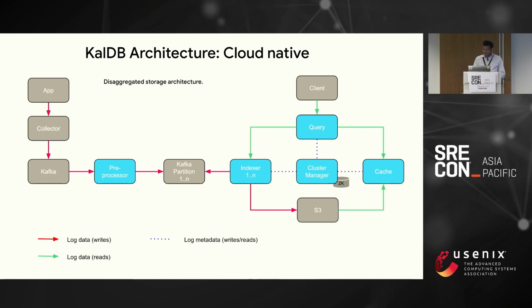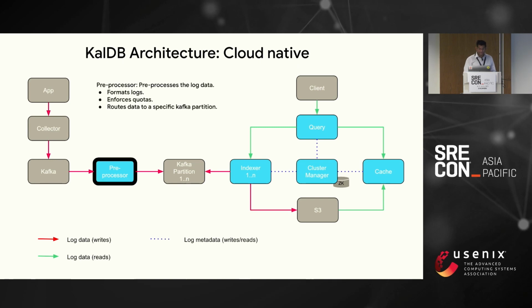So let's get into the architecture a little bit. Kaldb employs a cloud-native architecture. Here are the components of a typical log ingestion pipeline, with the Kaldb components in blue. There is an application that is producing logs to a collector, which writes those logs to Kafka, right? From here on, Kaldb takes over. It has a preprocessor, which takes these logs and formats them for indexing. In addition, the preprocessor also enforces quotas, and it routes the logs to a specific Kafka partition.